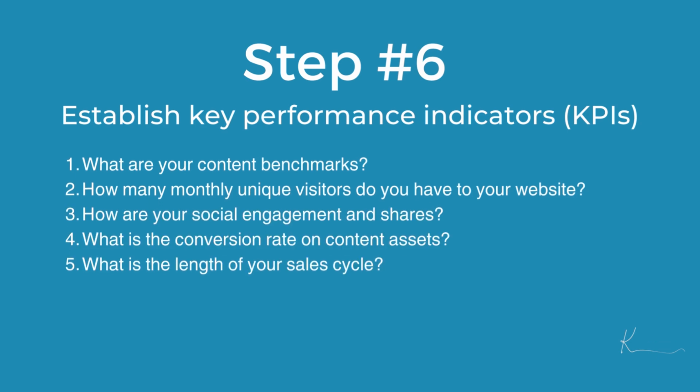Step 6 in this process is, of course, establish those key performance indicators. So what are your content benchmarks? What do you hope to establish in the month? So say you have your month of content laid out, your content calendar all set up. What do you want to achieve? How much engagement do you want on your social content? How much engagement do you want on your website? So what are those benchmarks?